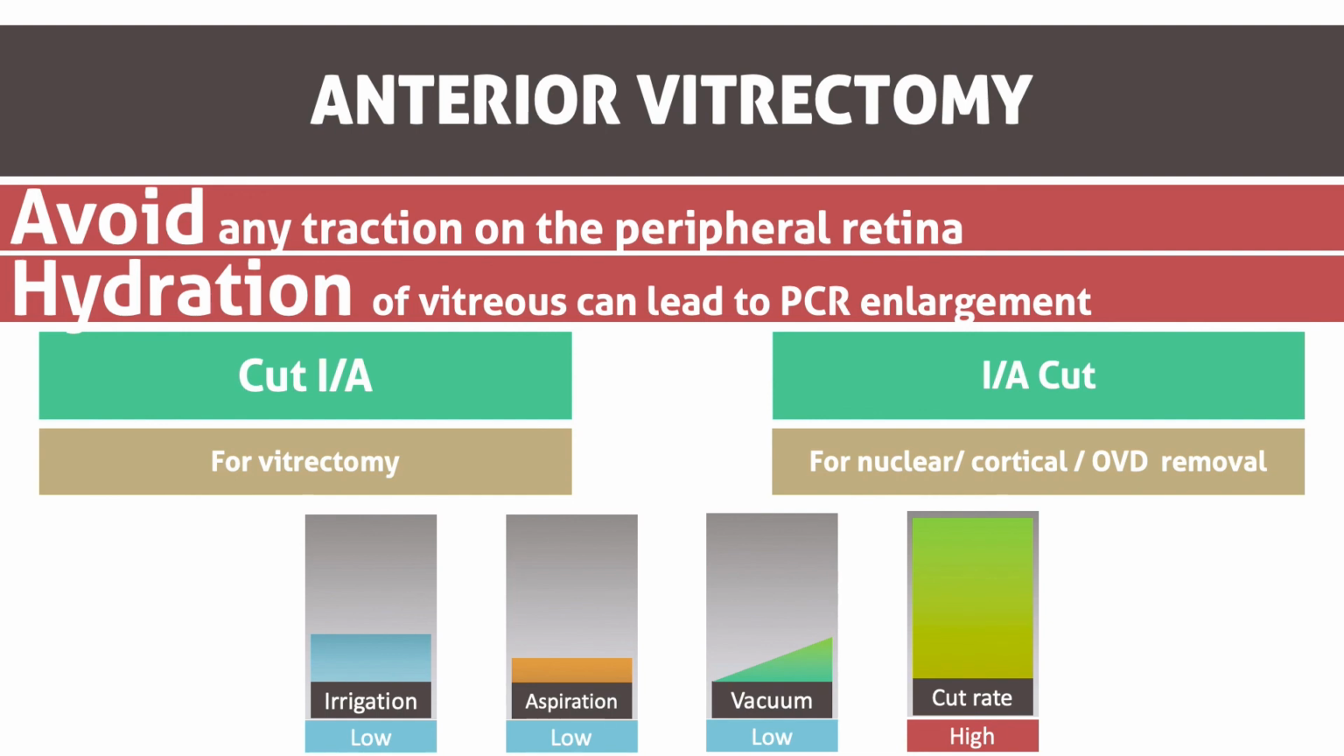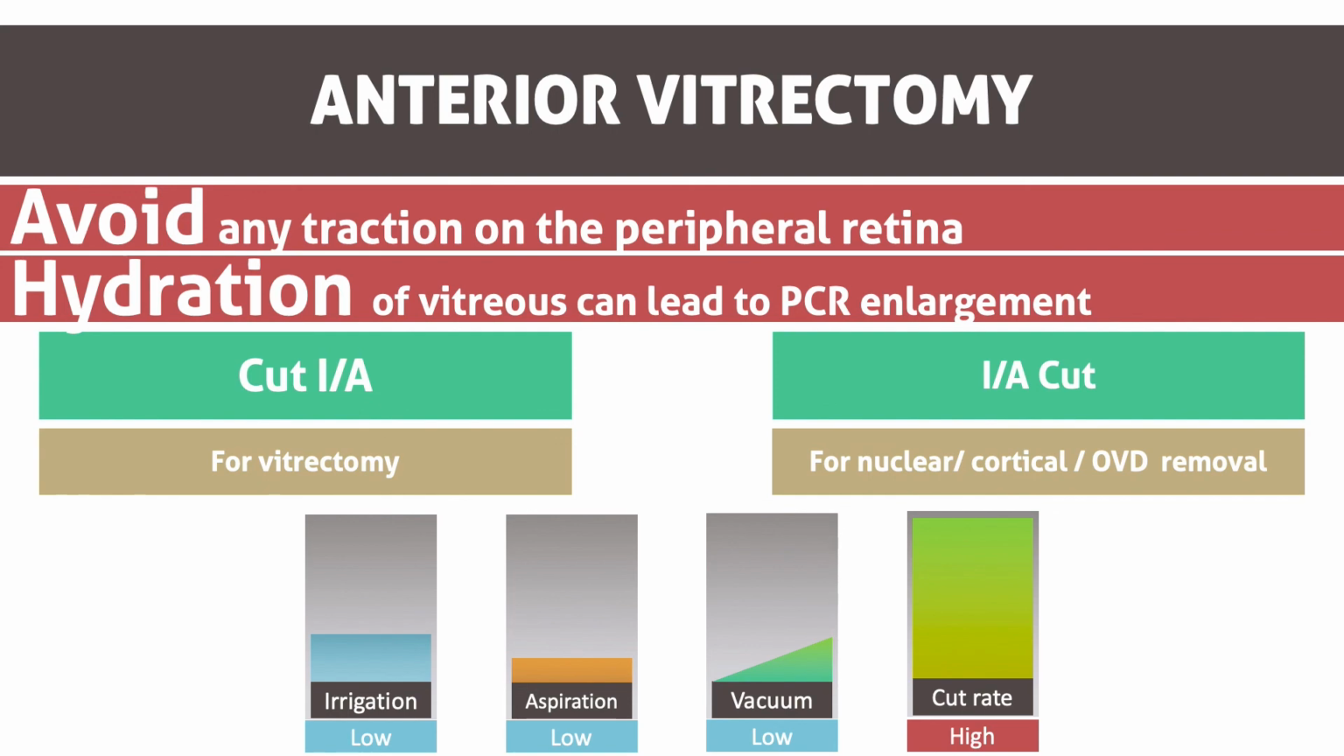We have two modes for anterior vitrectomy. Step 1 is always for irrigation in the foot pedal. And for step 2 and step 3, we have two options. We can make step 2 for cutting and the third step for aspiration flow rate and vacuum, and we call this mode cut IA. So we start by cutting, then aspirating. The other option is to keep the second step for aspiration flow rate and the third step for cutting, and we call this mode IA cut.